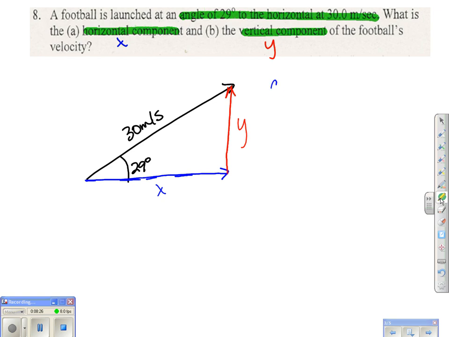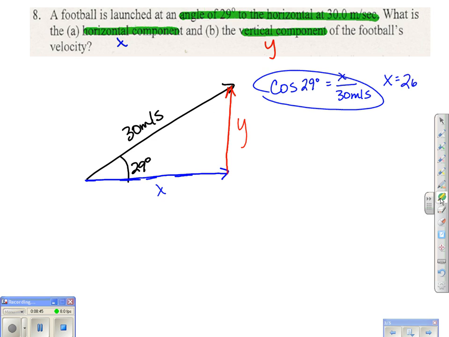To solve for x, I'm going to use cosine because that's the adjacent side of the triangle. Cosine of 29 degrees equals the adjacent x over the hypotenuse, which is 30 meters per second. I'm then just going to cross multiply and solve for x, where x will be 26.24 meters per second, and I'm going to say forward. Now, could you say horizontally or across? Yes, any of those would work.